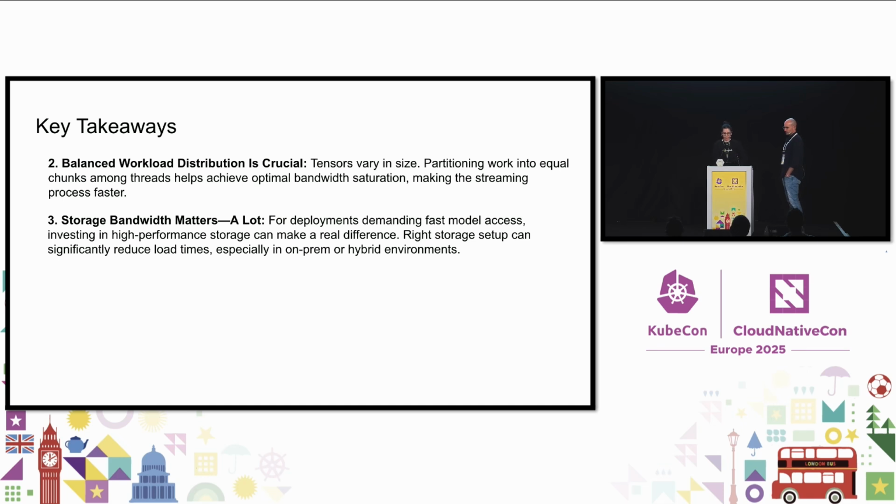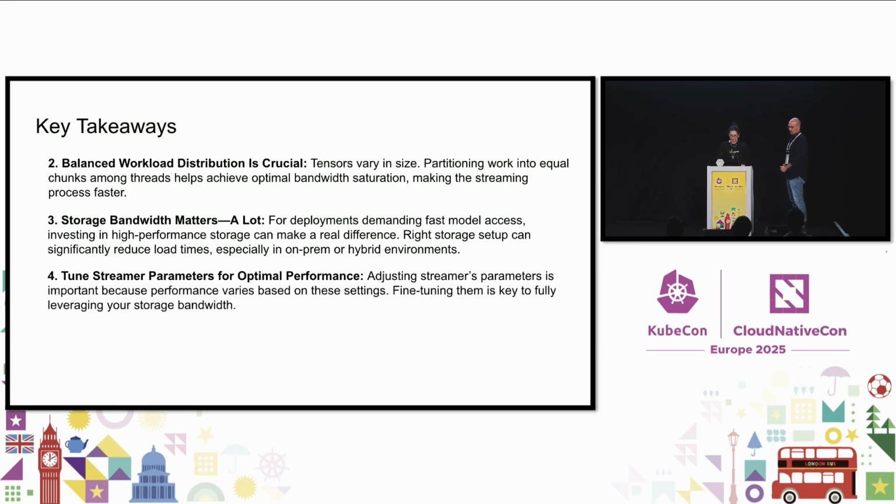And the third one is storage bandwidth. It matters a lot. So for deployments that you're going to go for, if they demand fast model access, think about investing in high performance storage, because we realize that the bandwidth itself matters a lot if you're dealing with the cold start problem. It reduces the load times a lot, especially in on-prem and hybrid environments.